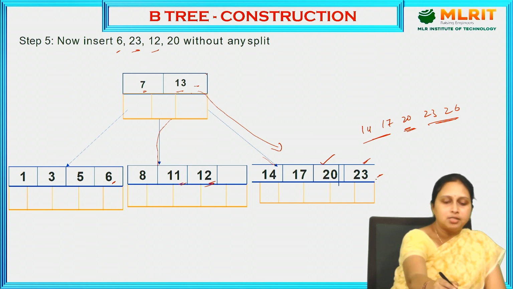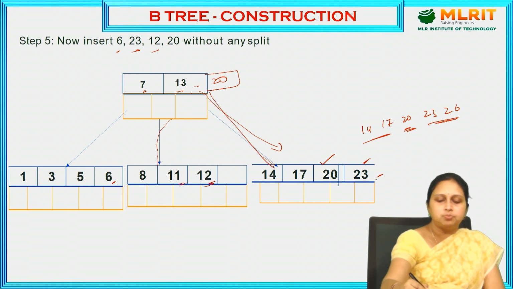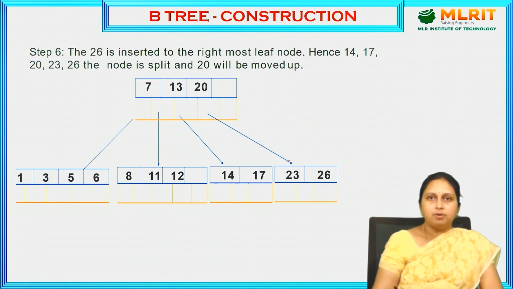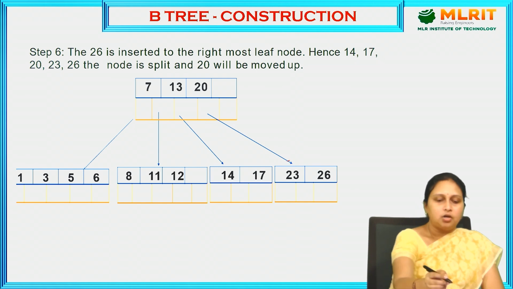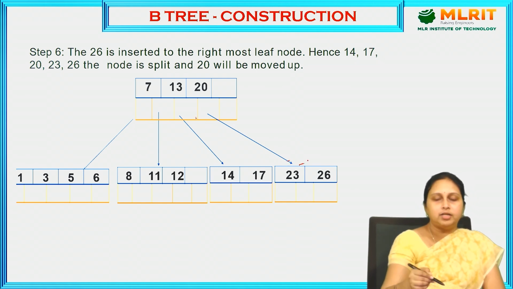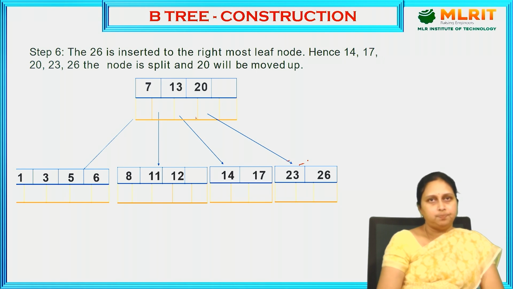Yes, I can place one more element here, 20. But on the left of it should be 14, 17 and on the right of it 23 and 26 have to be placed. So how can that split be done? Just observe. 20 moved up, 14, 17 is the left of 20 and 23, 26 is the right of 20. That was done.